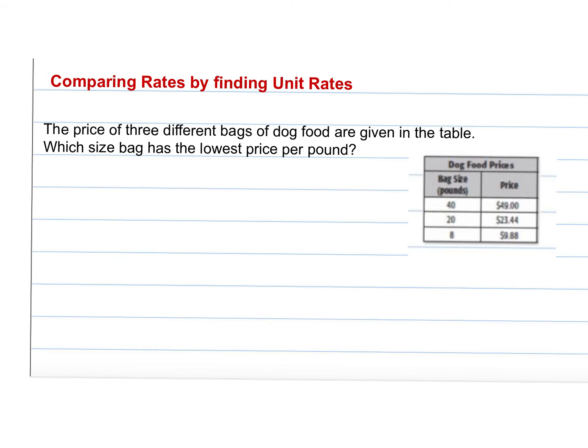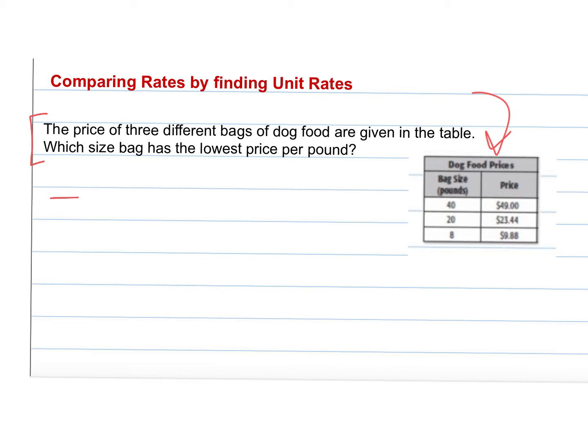We can use unit rates to compare rates. So the price of three different bags of dog food are given in the table. What size bag has the lowest price per pound? So we want to figure out for each bag size, how much is it for 1 pound, and then we can compare what's the best deal. Because obviously we know when we go shopping, we can buy things in different sizes, but we really want to know, well, how much is it for 1 pound per bag and what is giving us the best deal?